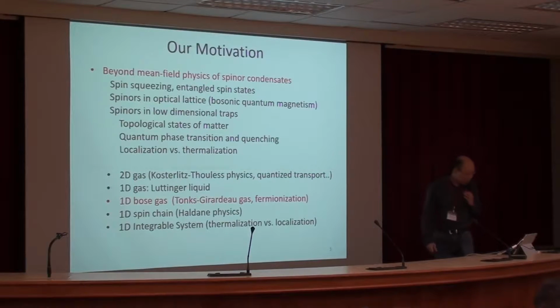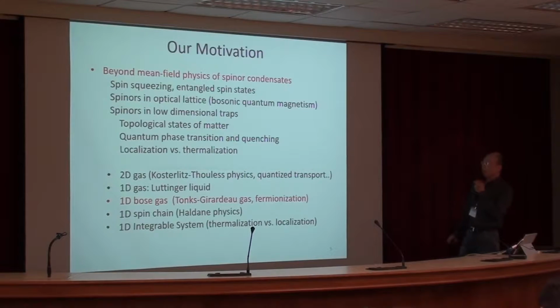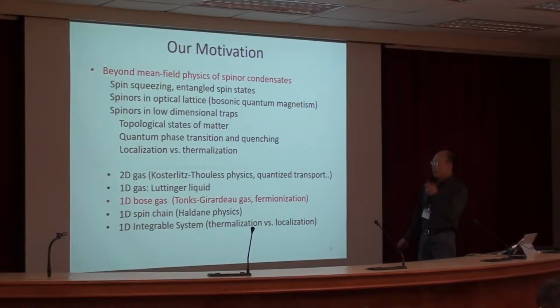All right, but then you could also take the spinor to a low dimension, say loading into 1D or 2D traps, and you can study topological states of matter, and also study dynamics like we discussed. Specifically, for the 2D gas, you can look for the KT transition, and also study quantized transport effects, just like the quantum Hall effect. And in the 1D case, we may call it a Luttinger liquid.